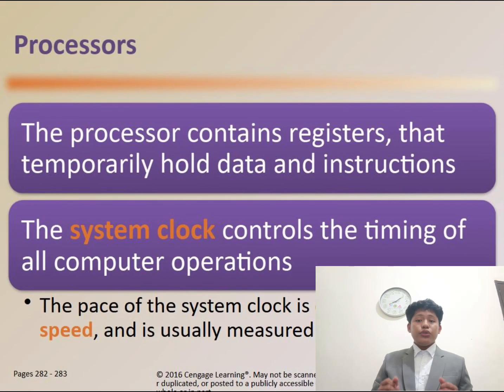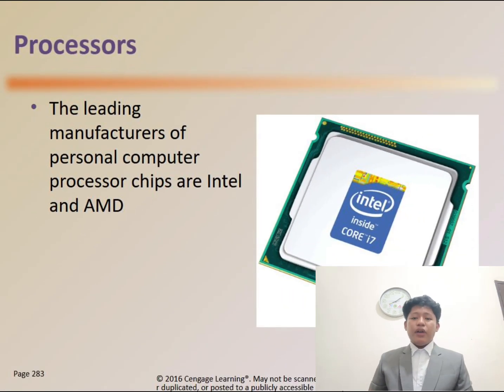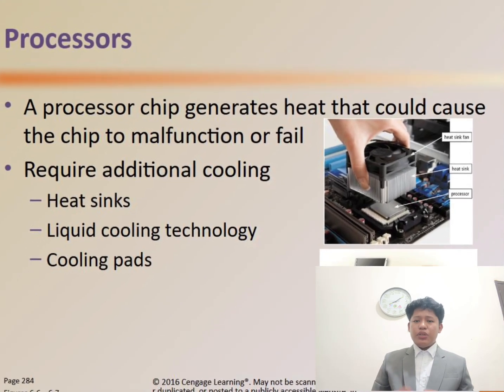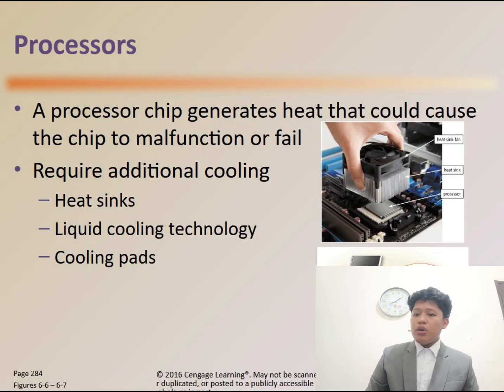The processor also contains registers which temporarily hold data and instructions. The system clock controls the timing of all computer operations. The pace of the system clock is called clock speed, measured in gigahertz. Leading CPU manufacturers like Intel and AMD constantly innovate to make chips faster and more efficient. But speed comes with heat. Processors need cooling systems like heat sinks, liquid cooling, or cooling pads to avoid overheating.